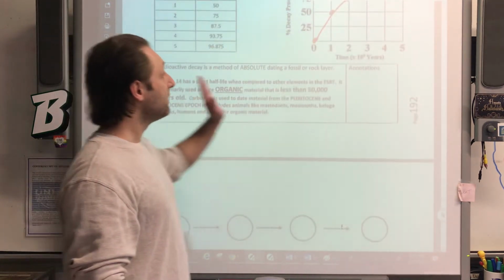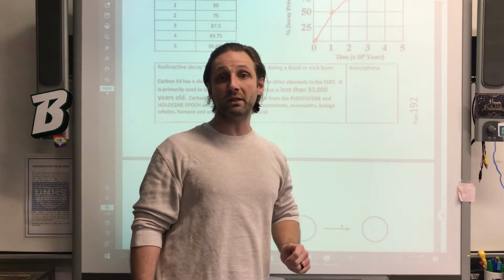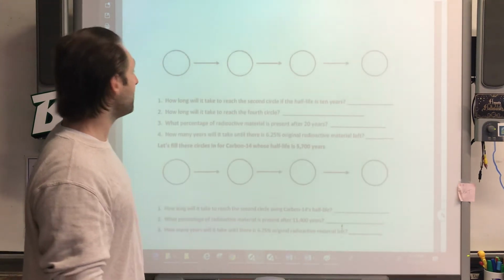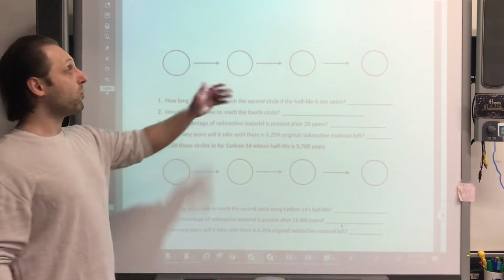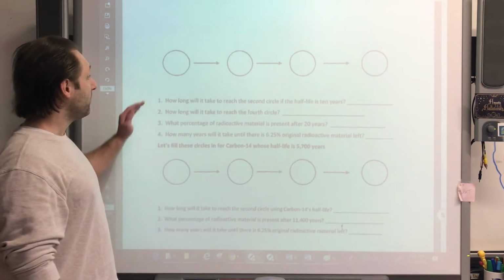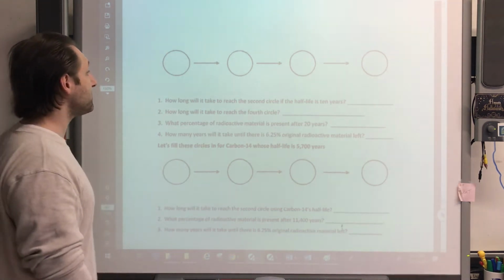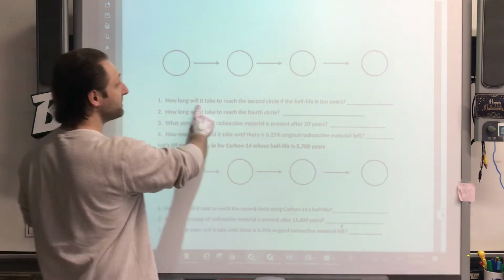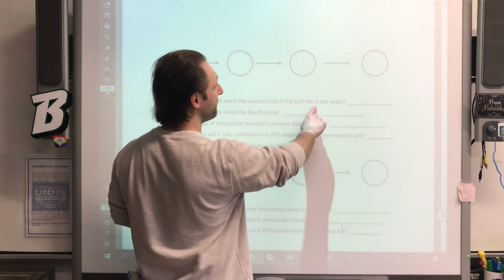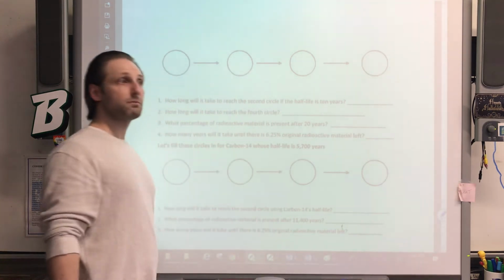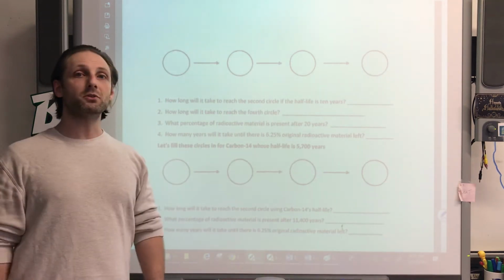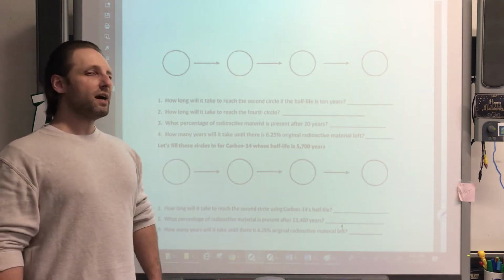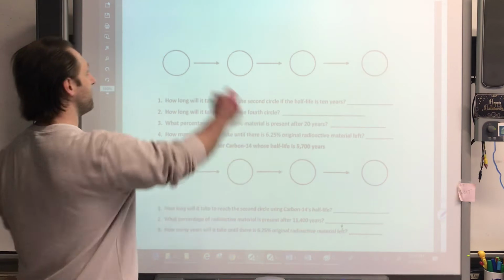By the way, if you haven't, throw a couple annotations over here now that you've been introduced to carbon-14 and how it works. All right, so here we've got 4 empty circles and we've got some questions. Okay, so let's start to analyze what's going on here by reading this first question. It says, how long will it take to reach the second circle if the half-life is 10 years? We've got a lot of blank circles. We've got information about a half-life, but how about we try to show this representative in a way where it makes sense what we're talking about.